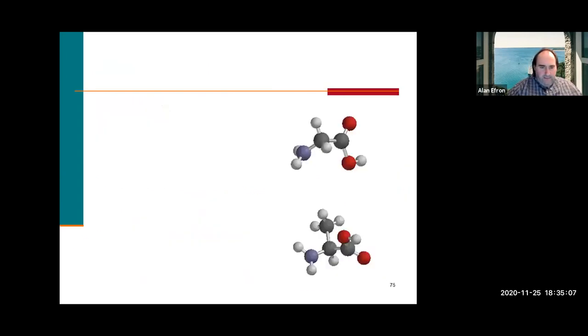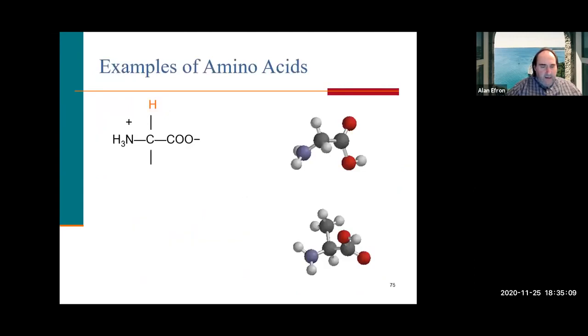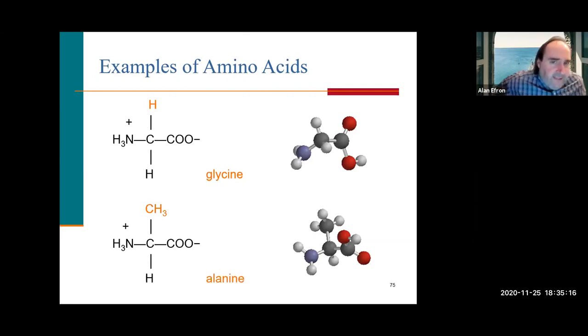Here are some amino acids. You will not need to know the name and structure of an amino acid. So you will not be asked, hey, is this glycine? Is this alanine? You do not need to know the actual name that goes with an amino acid. We'll talk about how you need to know the amino acids in just a second.